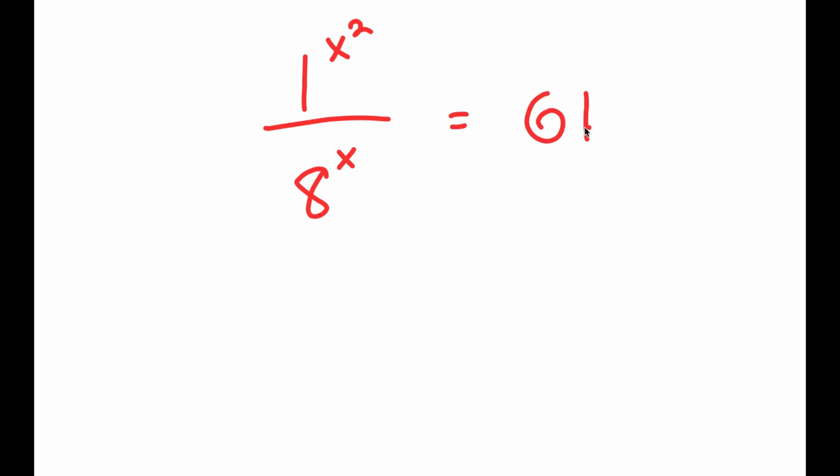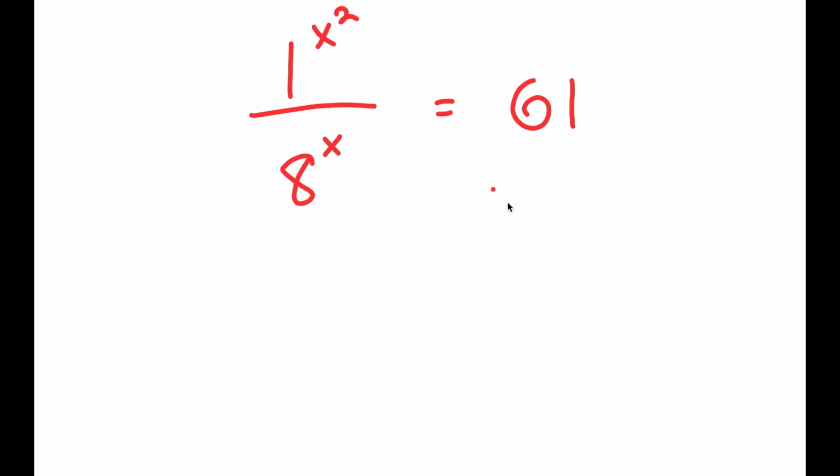Alright, so in this video, I'm going to be solving the equation 1 to the power of x squared over 8 to the power of x is equal to 61. So, to solve this, let's first just focus on our numerator on our left-hand side here, 1 to the power of x squared.